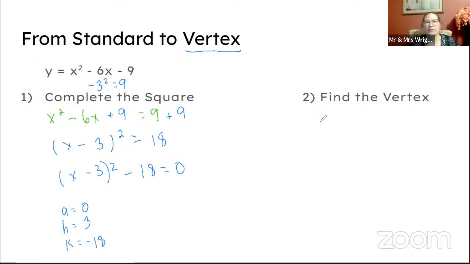Remember how we found the vertex before? We said the x of the vertex is found by taking negative b divided by 2a. Okay, well, let's look up here. Remember, a is 1 and b is negative 6. So we're going to do the opposite of b, and if b is negative 6, the opposite of b is positive 6, over 2 times, what is a? a is 1. So 6 over 2 is 3.